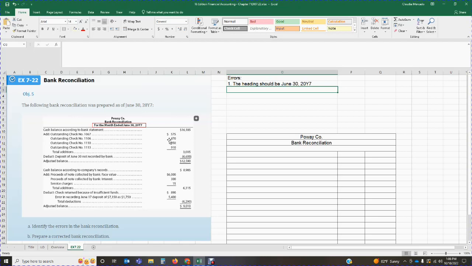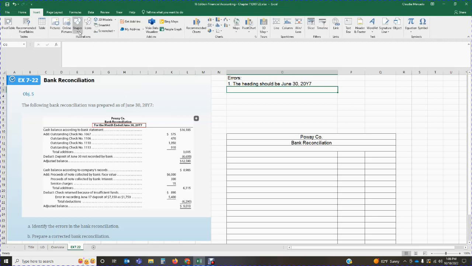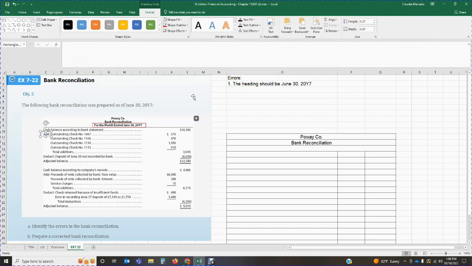Now, these checks have not cleared the bank. So I know at the company level that I've issued these checks. The bank is not aware of anything because the checks have not cleared the bank yet. Now here it's saying to add the checks. Another error that we have is we don't add outstanding checks. We deduct outstanding checks.